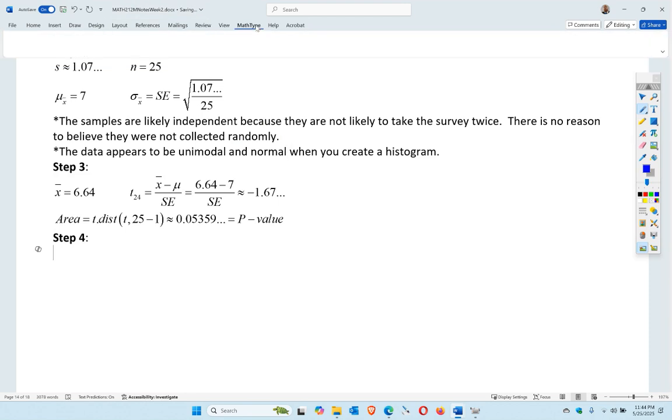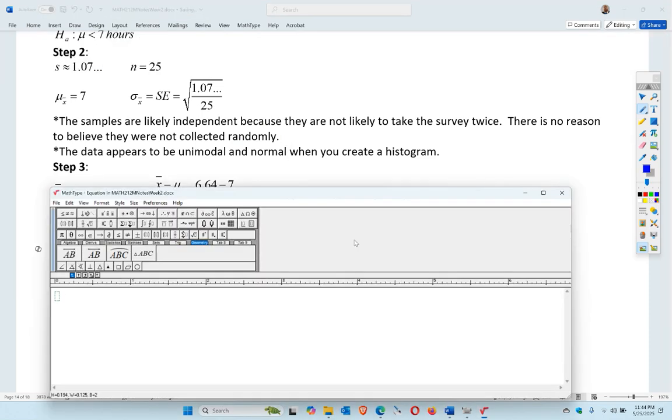Okay, so what did we find, essentially? We found a p-value that is greater than alpha, which is 0.05, right? So we're going to not reject the null hypothesis.